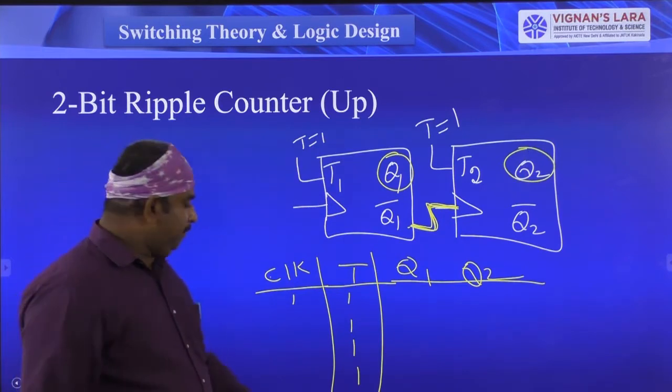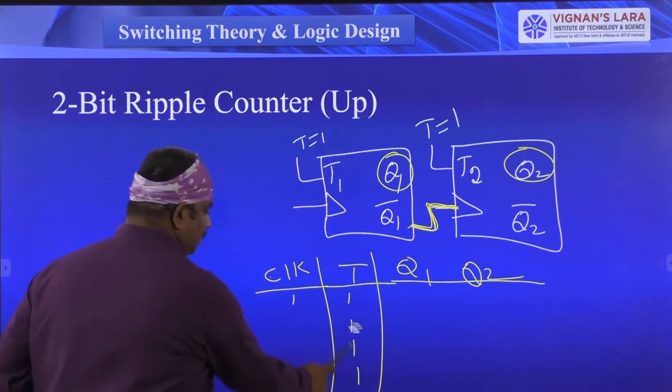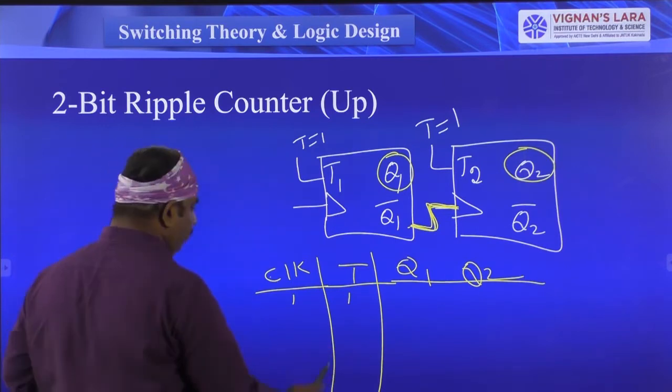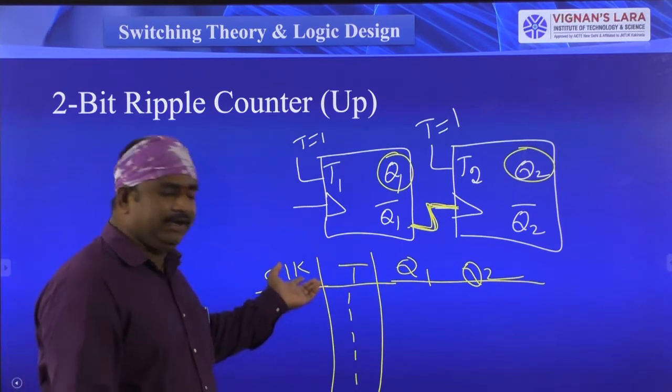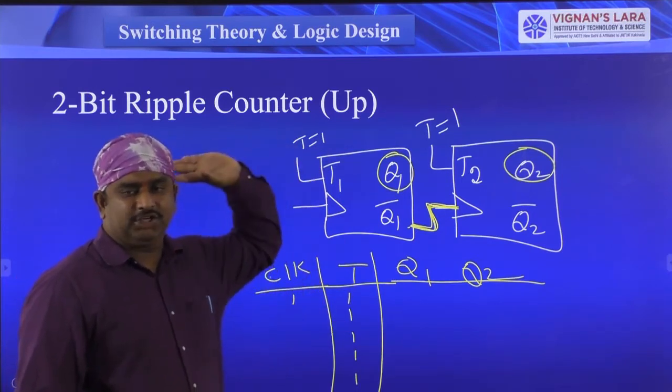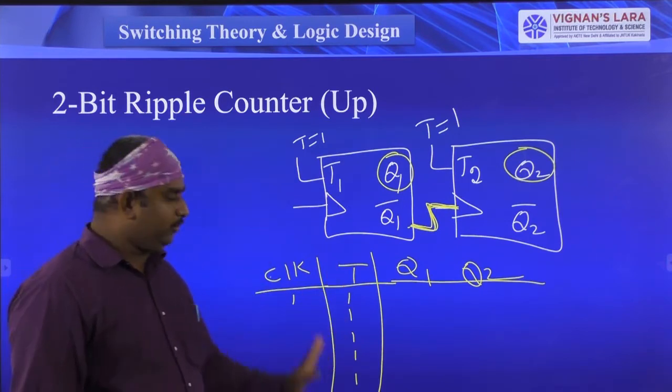Okay, before giving the T is equal to 1, here actually there is no need of writing the T value. Why? Because for all the conditions T is equal to 1. So you can neglect this value. There is no need of writing this T value here.